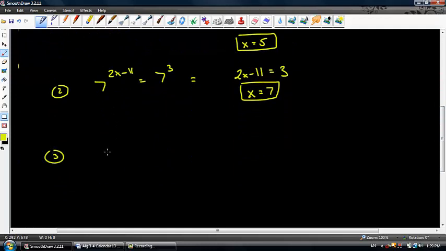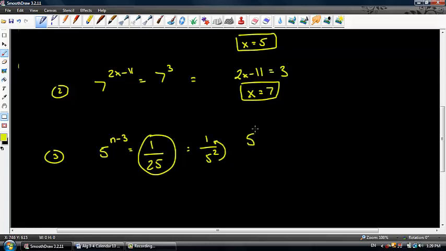Number 3 here, if I say 5 to the n minus 3 equals 1 over 25. Here's where things are going to start getting a little more difficult. Remember, I have to create similar bases or same bases. So I can identify 1 over 25 as 1 over 5 squared. And then I can parachute this 5 squared up to the top and make it 5 to the negative 2.